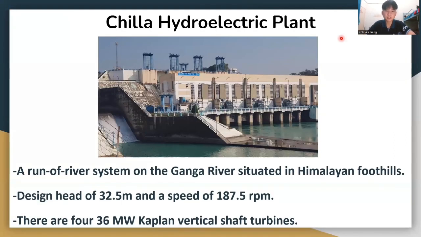So first, our study area is the Chila hydroelectric plant. This hydroelectric plant is located in India. It is a run-of-river system on the Ganga River situated in the Himalayan foothills, with a design height of 32.5 meters and a speed of 187.5 rpm. There are four 36 megawatt Kaplan vertical shaft turbines. So today our focus will be on the Kaplan vertical shaft turbine.